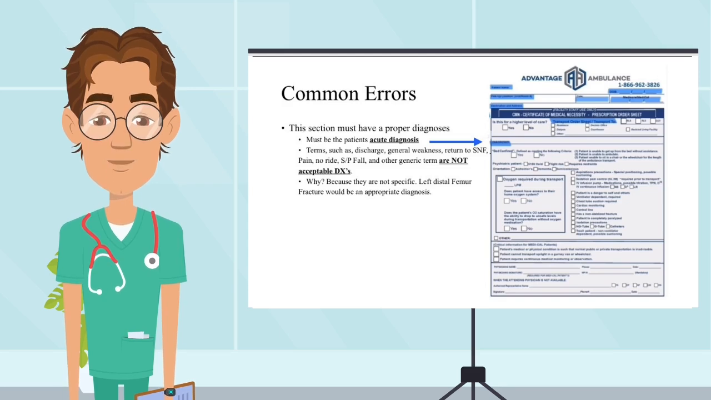For example, left distal femur fracture. Also, if the patient had abnormal labs, specify what was abnormal and the associated signs and symptoms. For instance, the sending facility should write down low H and H leading to debilitating generalized weakness. This would be an appropriate diagnosis and support the medical necessity for transportation.